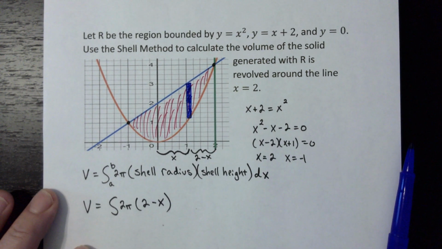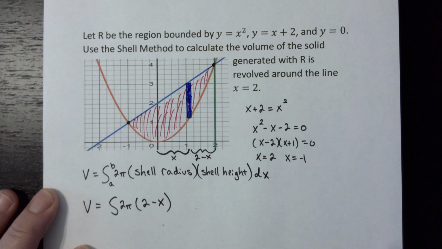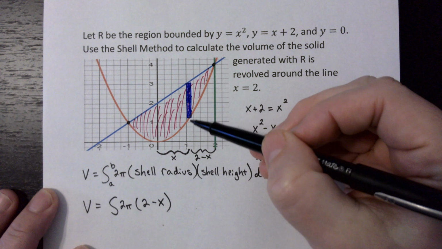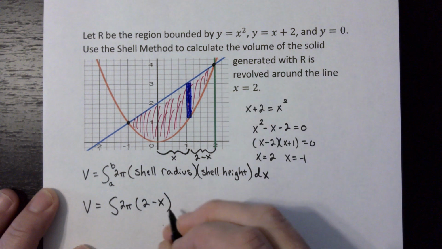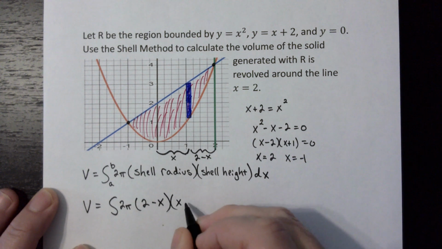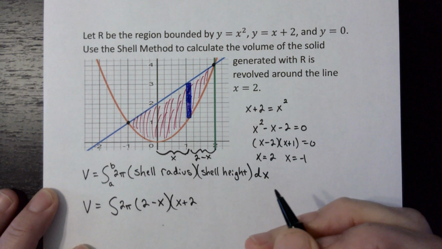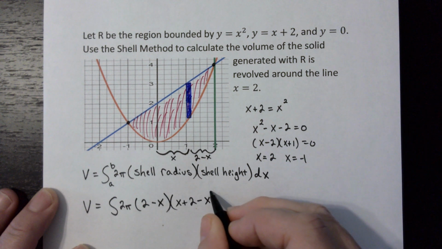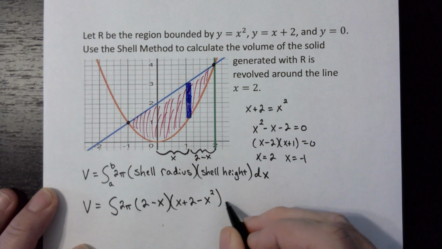Now we need to find our shell height. Our shell height is going to be the top and bottom of this rectangle, so it's top minus bottom. What is the top? The top is x plus 2, and then the bottom is x squared, so minus x squared. And this will be with respect to x.